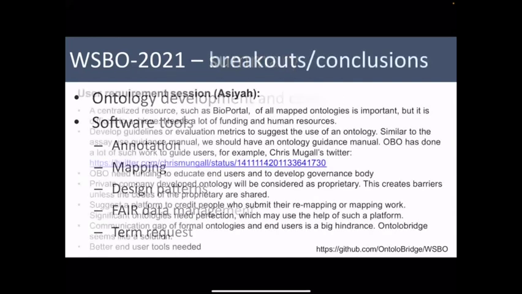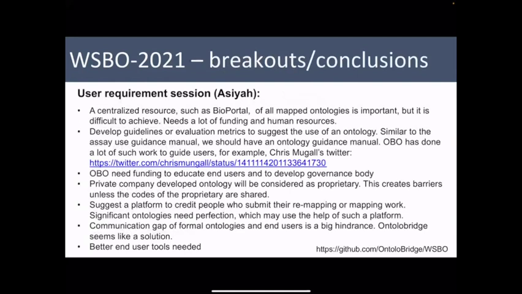So I wanted to take the chance to do a real quick summary of the breakout sessions. One was on user requirements. I'm not going to read out everything, but we're going to post slides. A centralized resource such as BioPortal of all ontologies is important, but it's difficult to achieve. Of course, there is the need for funding, and human resources is always a constraint. Develop guidelines or evaluation metrics that suggest use of ontologies, a little bit similar to the assay guidance manual. Who knows that from NCATS? We should have an ontology guidance manual, and there's a proposal from Chris.